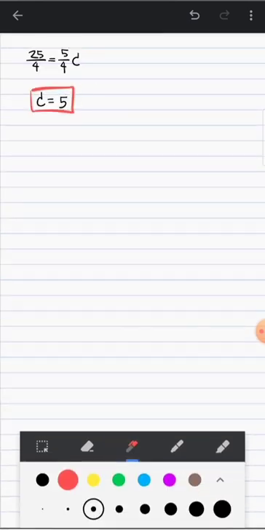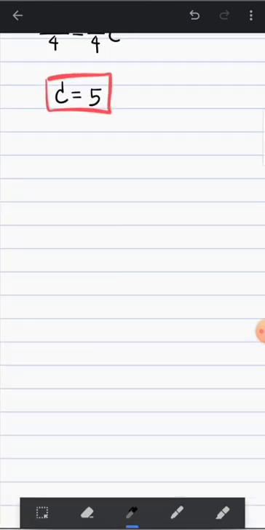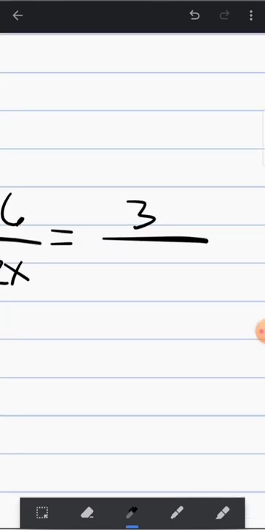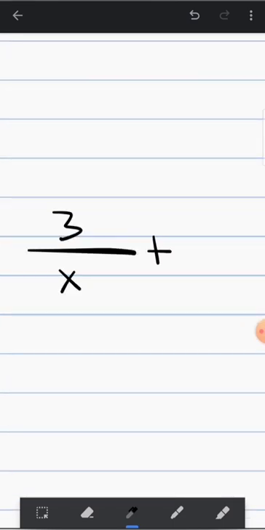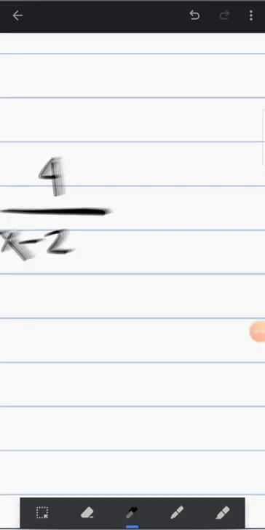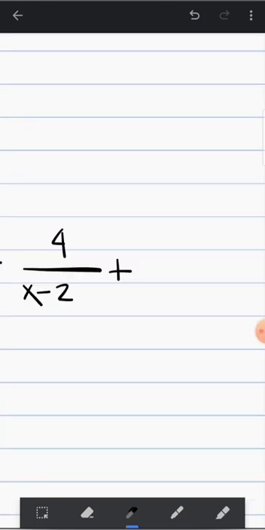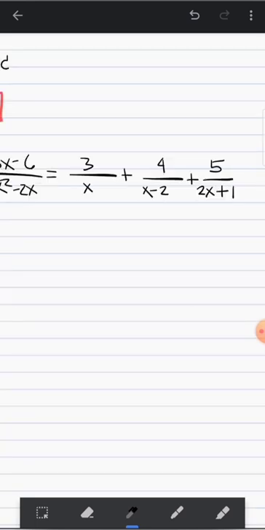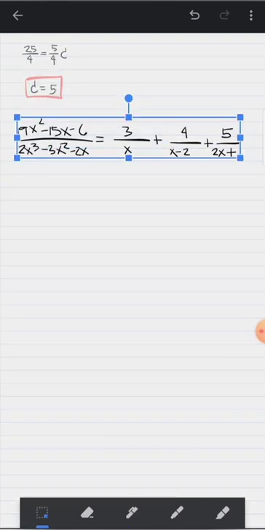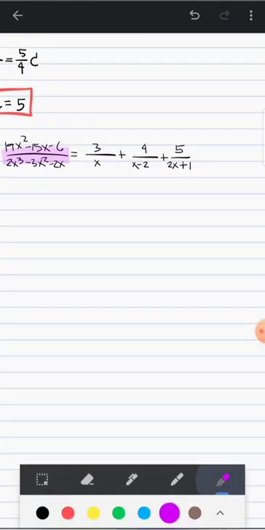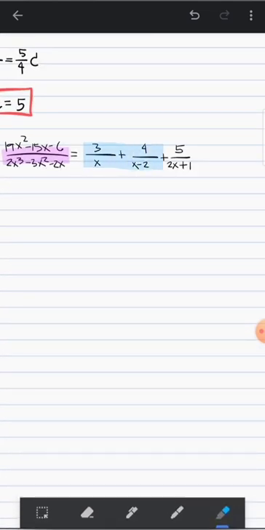And so now, from the original expression, the partial fraction is now 3 over x plus 4 over x minus 2 and 5 over 2x plus 1. So that's it. The partial fraction of this on the left is this.